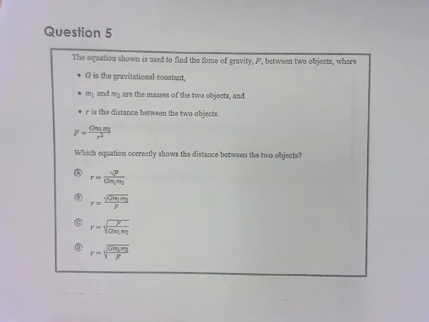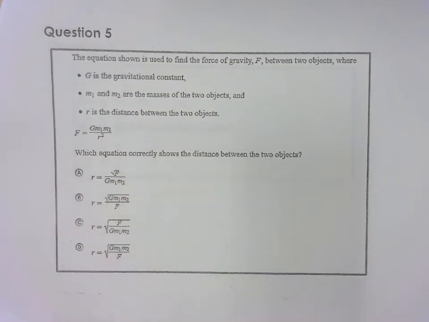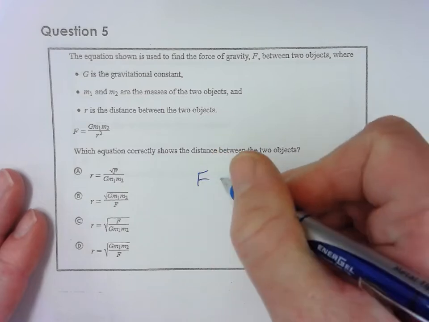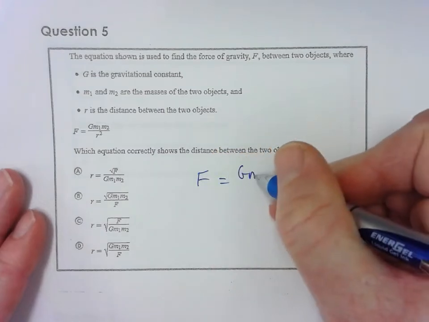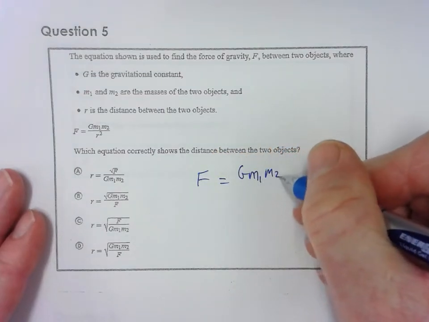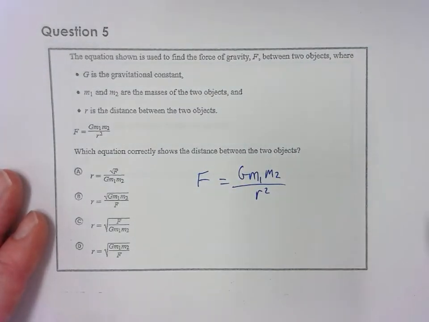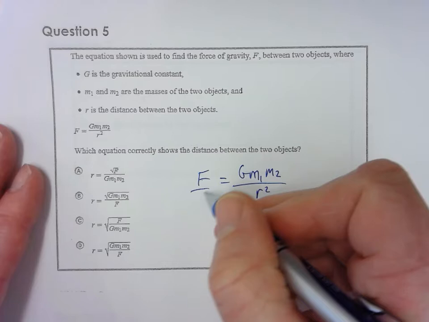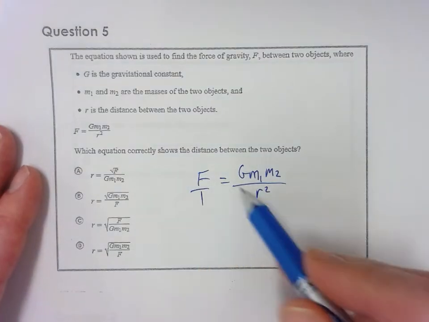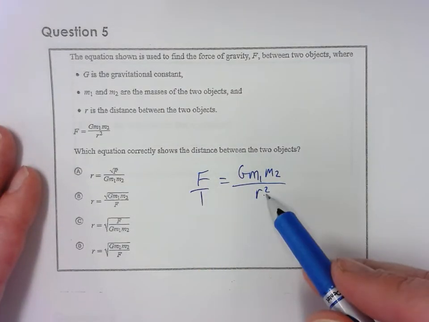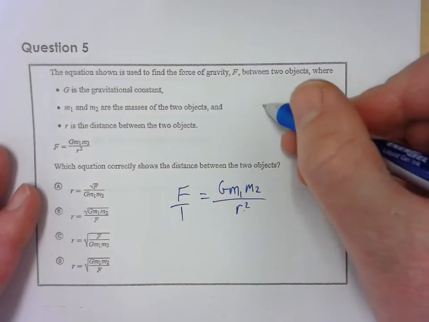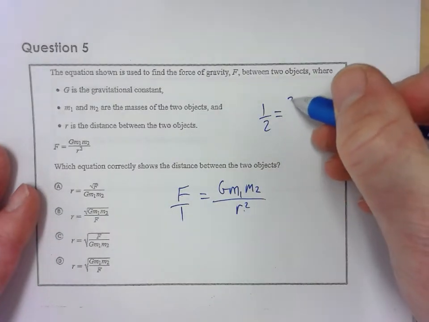Okay, there's a lot of stuff going on here in number 5, but the main thing that you're trying to do is you're trying to solve for r. R is the distance between 2 objects. So if you have f is equal to g m1 m2 over r squared. The fastest way to solve this is to think about this as like a proportion. You can always switch the diagonals of a proportion anytime you want to, because 1/2 is equal to 3/6.